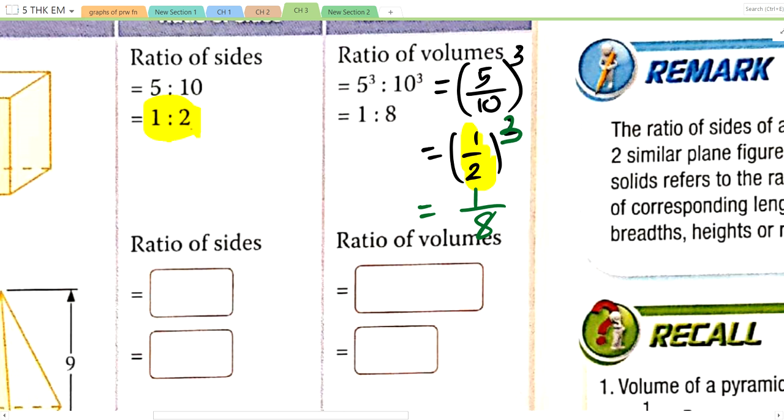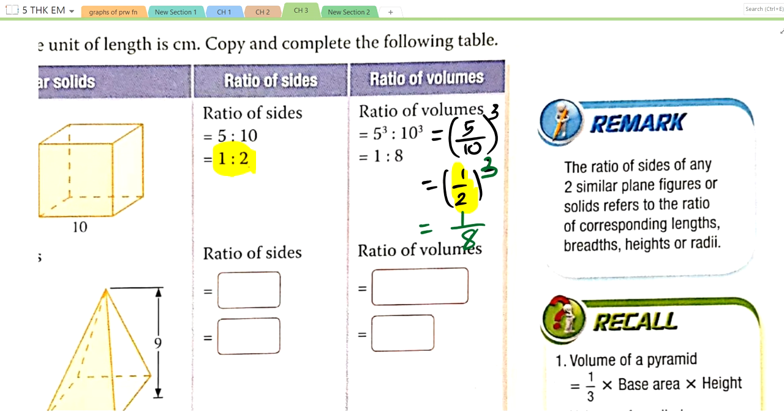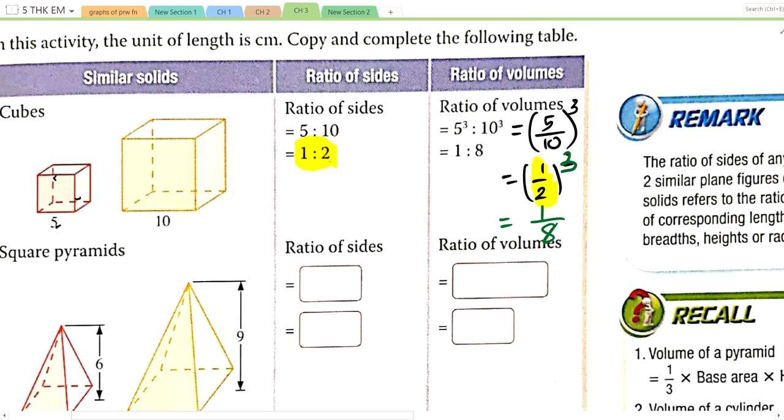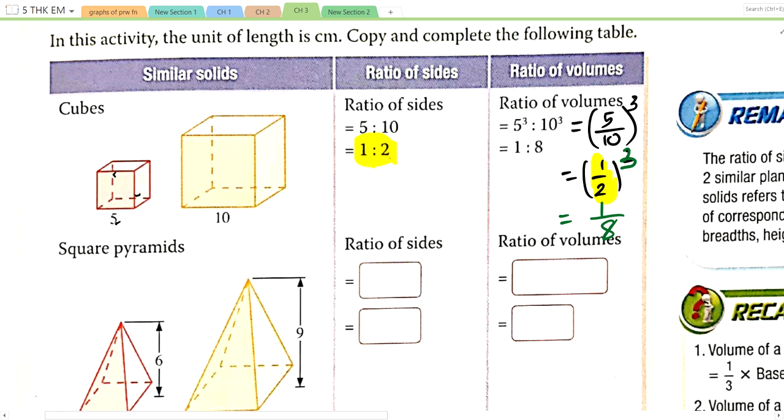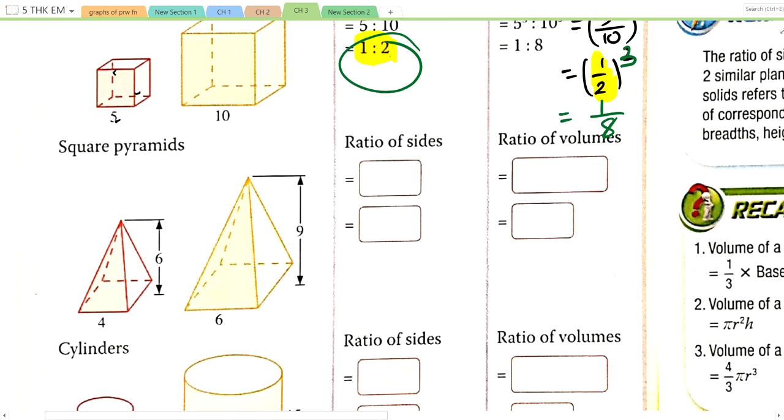Sorry, why did I write square? This should be cube. So what we observe over here is that if the objects are similar, it looks like the ratio of volume is simply the cube of the ratio of sides. Compare this with area. If they are similar, the ratio of area is simply the square of the ratio of sides. Okay, then let's check the next one.